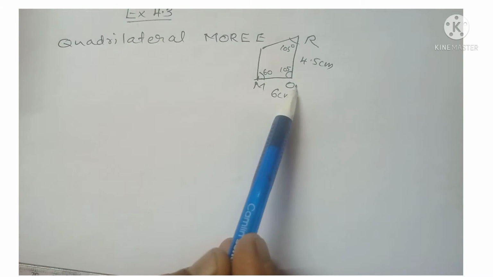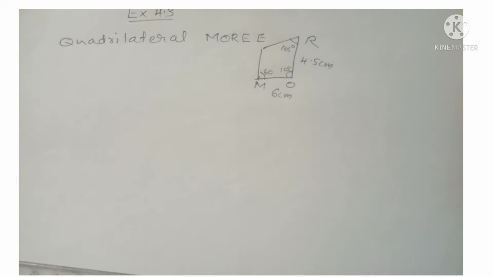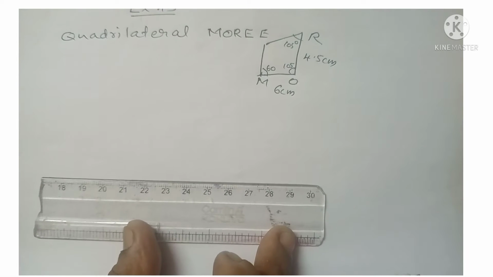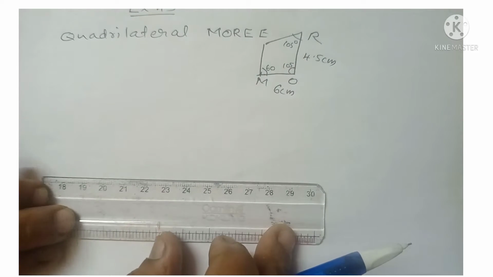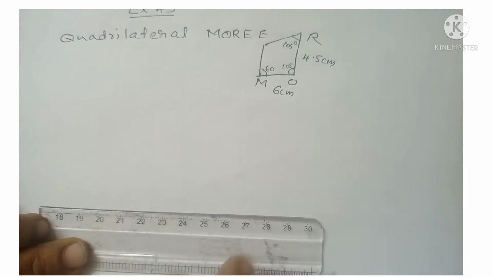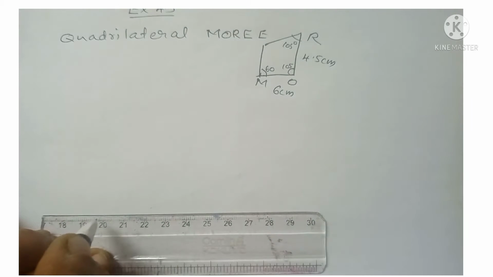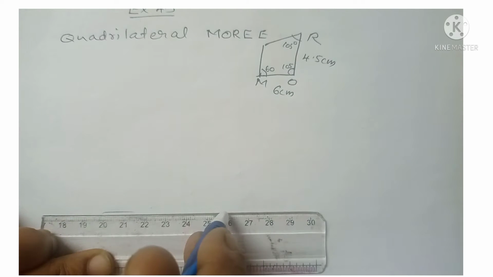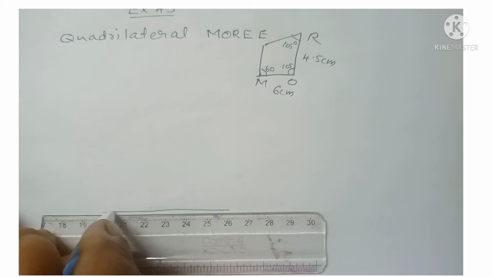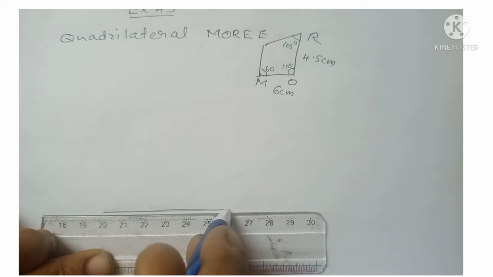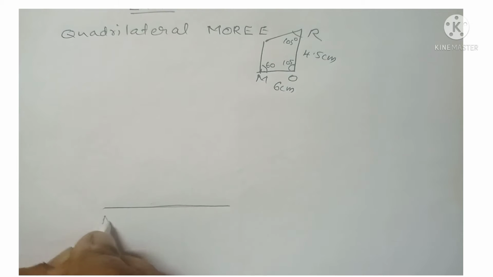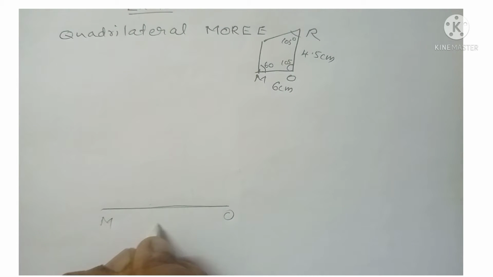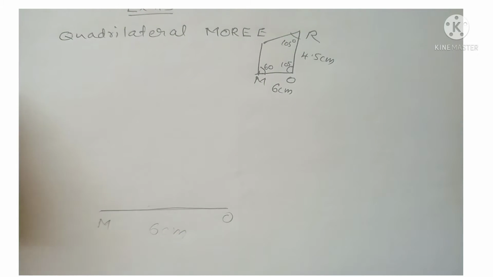First we want to draw MO with 6 cm. So let us place the ruler, then measure 6 cm and draw a line segment. So here this is 6 cm. Name it as MO. So it is 6 cm.